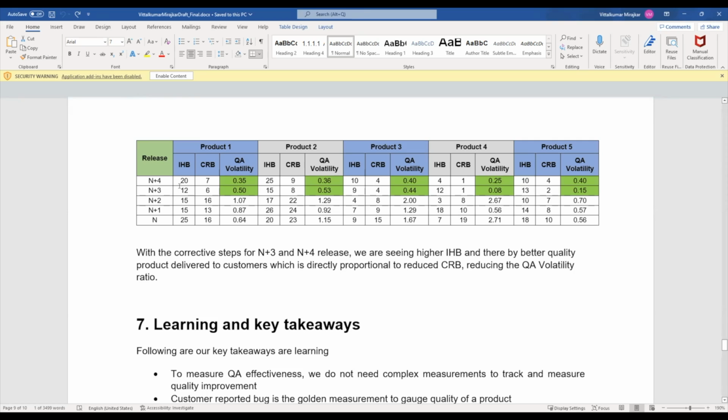For example, if the N+4 release go/no-go is happening, I will have all the in-house reported data all the way up to N+4, whereas for the customer reported data, I would have only till N+3. And for these four values, I would have calculated the ratios. Based on this ratio trend, I will be able to suggest whether this product will have an issue in the upcoming releases.